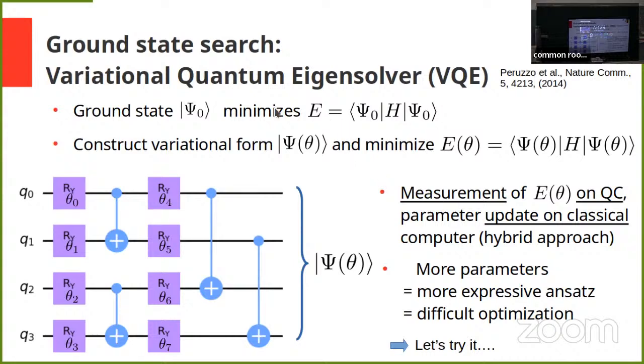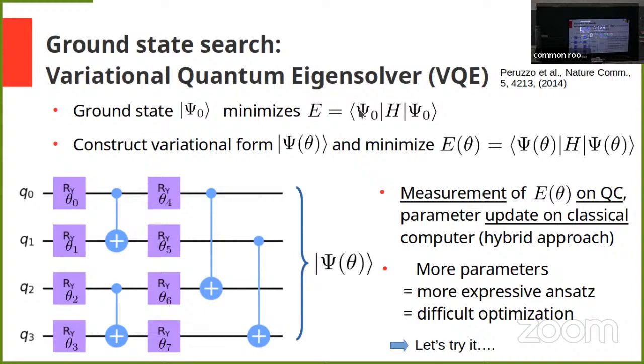If we look at, well, if we want to find the ground state, we can use that the ground state minimizes the energy. So if we have the Hamiltonian, we calculate the expectation value of the Hamiltonian with that state. The state which has the lowest energy is the ground state.